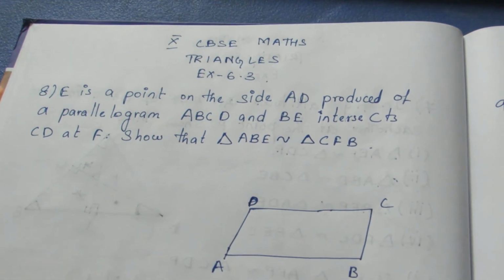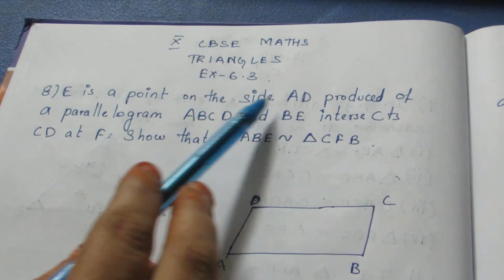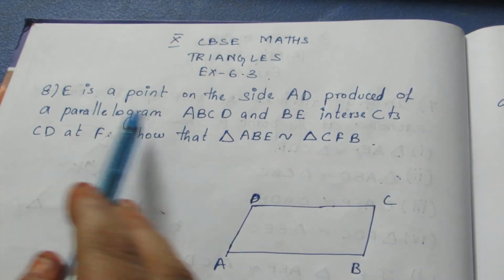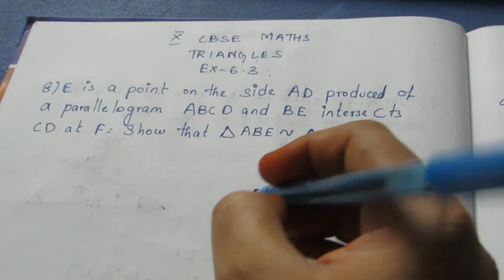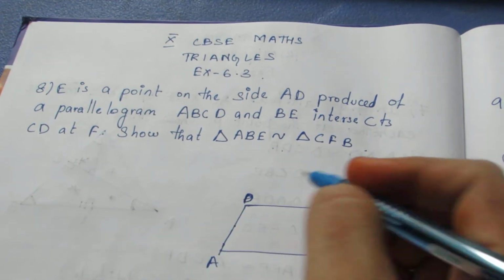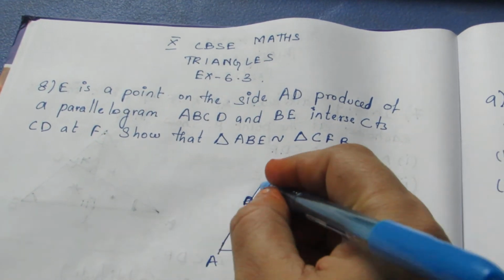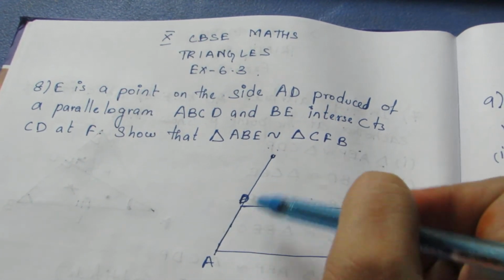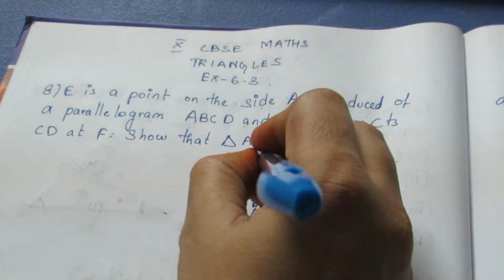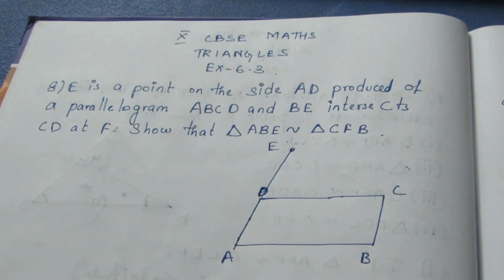Now read the question carefully. E is a point on the side AD produced of a parallelogram ABCD. Produced side of AD. So E is not on AD, E is on a side of produced AD. If you extend the line, your E will be somewhere on the top.